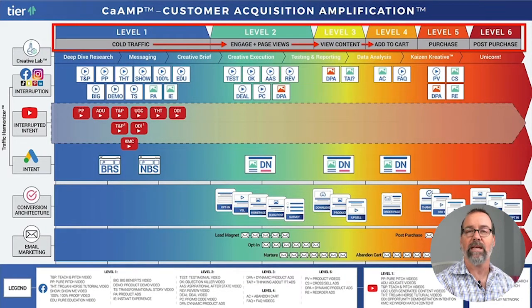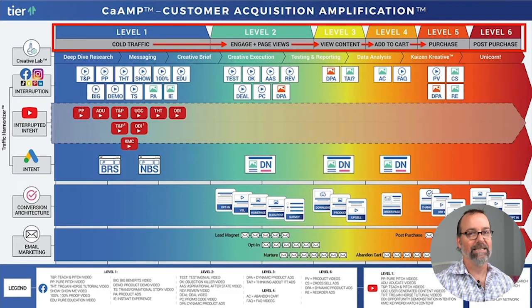Level 4 is when they add to cart. This is when somebody might visit your checkout page or your add to cart page, depending on how your website works. And as you can see here, vertically, there are different assets that we use in each level of traffic, which we're going to get into in the explanation of the customer acquisition amplification system. So add to cart, very important. You want to push them over the edge to become a purchaser, which is now a customer.